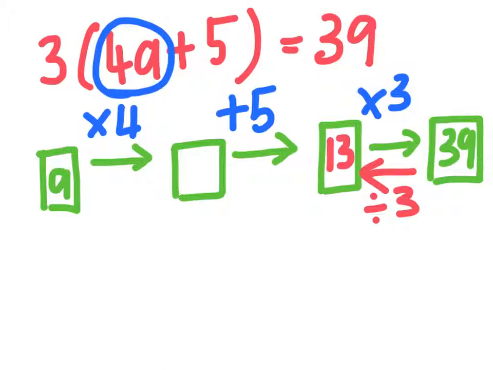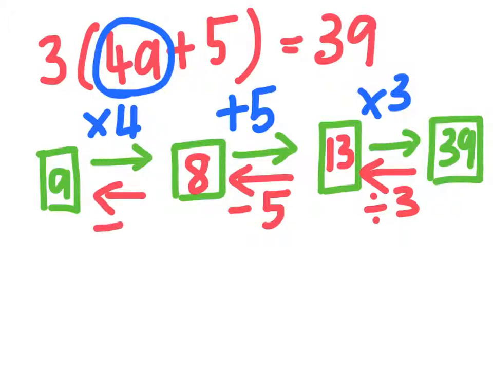The inverse of adding 5 is subtracting 5. So we will subtract 5 from 13, which will be 8. And the inverse of multiplying by 4 is dividing by 4. So 8 divided by 4 is 2. So a equals 2. And once again, we will check that we have the correct answer.